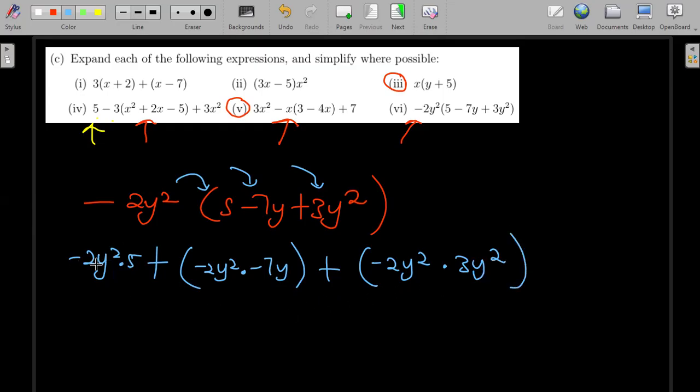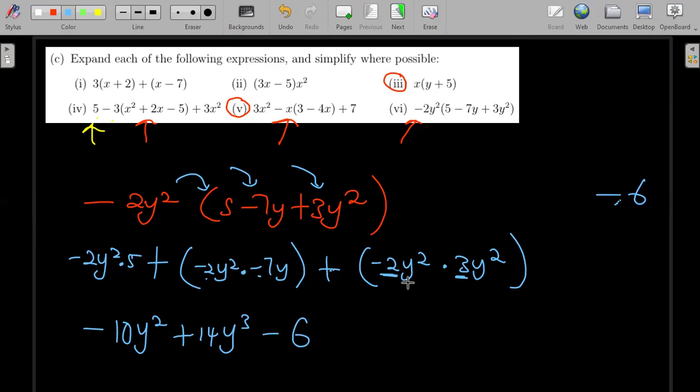So it means here to be minus 2y squared multiplied by 5. So this 5 will just multiply with a minus 2. So I'll get minus 10. And then the y squared is just the way it is. And then here to be minus 2 times minus 7, that would be positive 14. And then y squared multiplied by y, I just get y to the power 3. And then here I have minus 2 multiplied by a positive 3, so that will give me a minus 6.